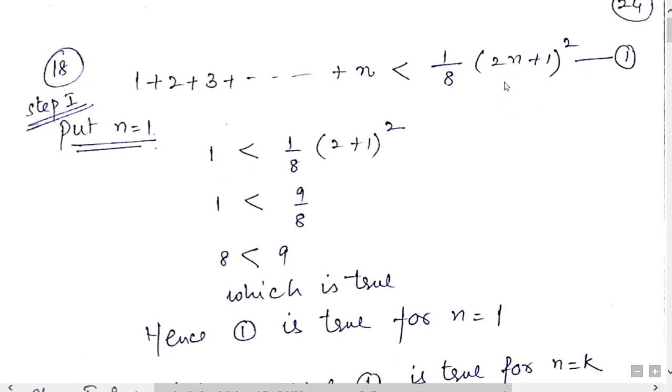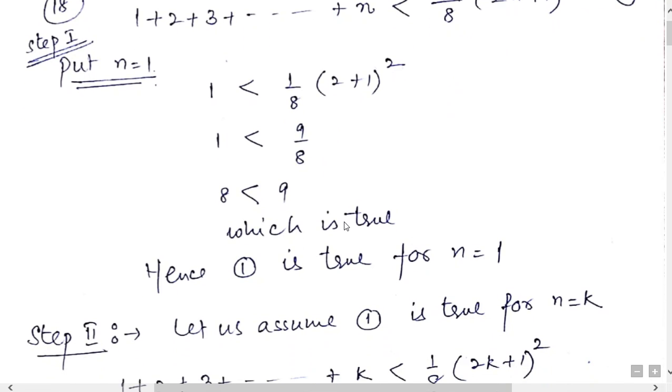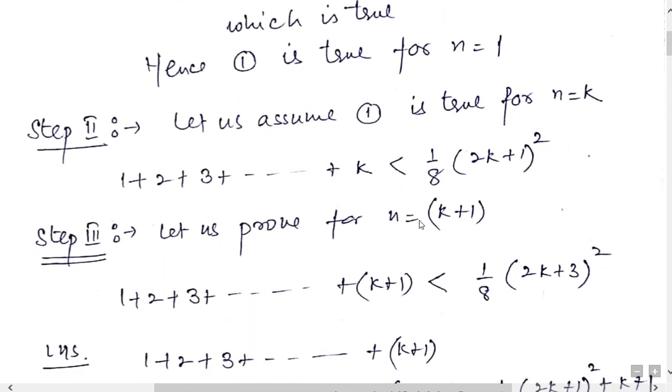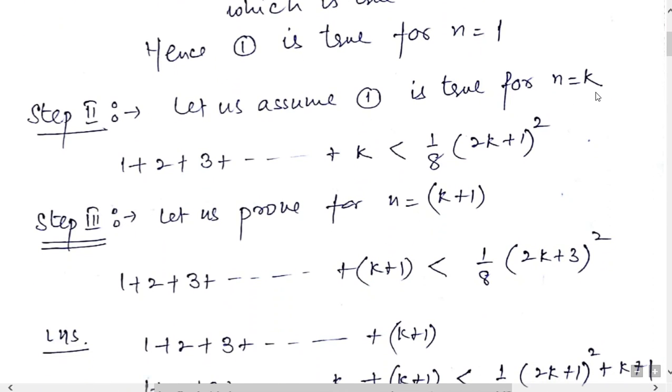Now insert n is equal to 1. On the left hand side the value is 1, and on the right hand side 1 over 8 (2 plus 1) whole square, it's 9 over 8. You can write 8 less than 9, which is true. Let us assume statement number 1 is true for n is equal to k. Just insert k in place of n.